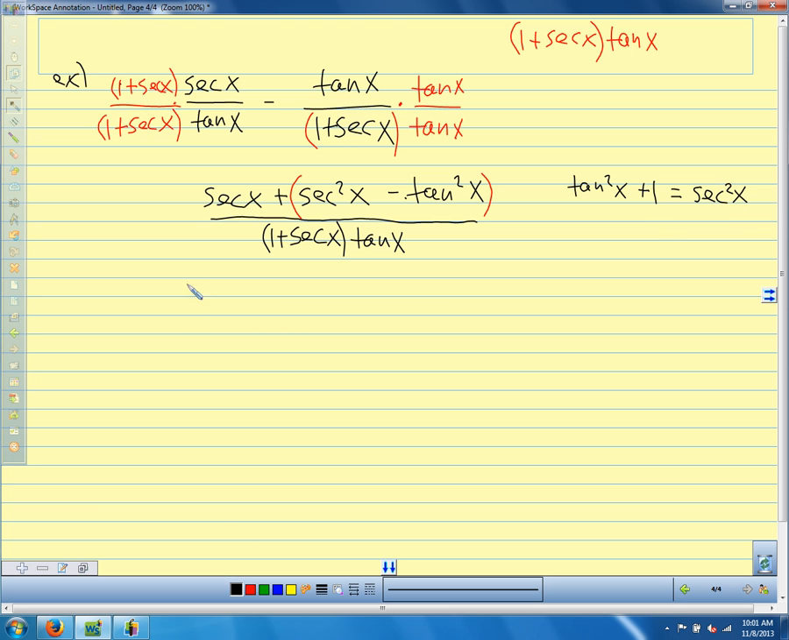So this is the same as secant x plus 1 over secant x plus 1 times tangent x. What can I do with those secant x's plus 1s? Cancel. So this is 1 over tangent x, which is just cotangent x. So this original thing simplifies to cotangent of x.